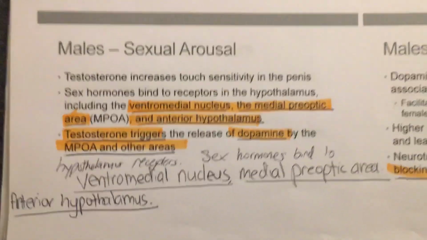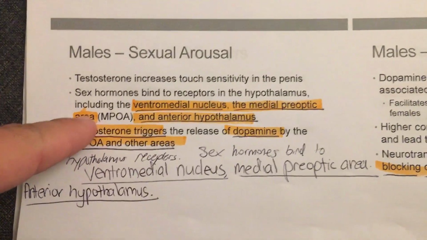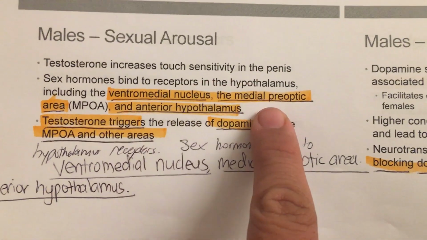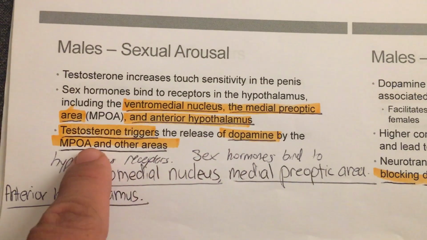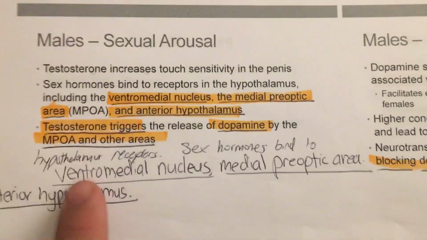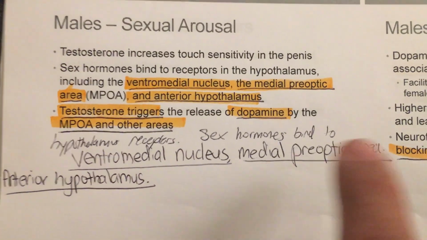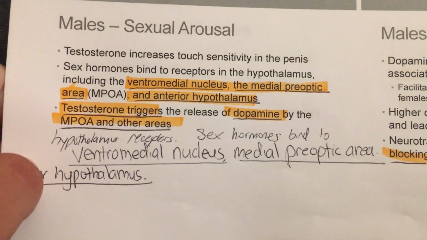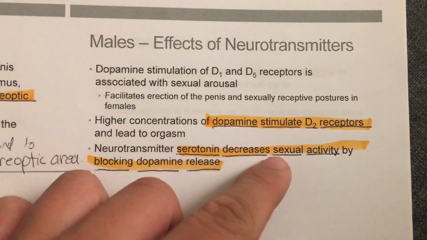Male sexual arousal. Testosterone increases touch sensitivity in the penis. Sex hormones bind to receptors in the hypothalamus, including the ventromedial nucleus, the medial preoptic area, which is MPOA, and the anterior hypothalamus. Testosterone triggers the release of dopamine by the MPOA and other areas. So hypothalamus receptors: sex hormones bind to the ventromedial nucleus, medial preoptic area, and the anterior hypothalamus. So testosterone has an interesting play when it comes to sex organs.